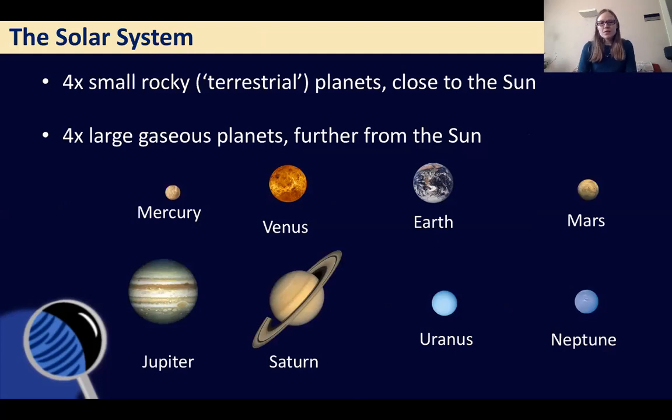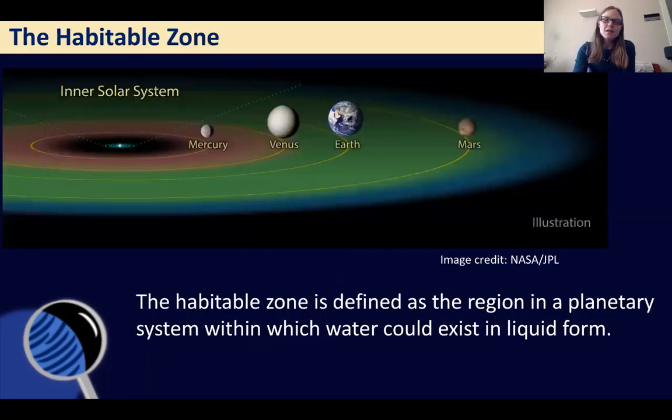Now, we could infer certain other things from looking at this system, one of which is that only a subset of those planets have the right conditions for water to be a liquid on the surface. Now, life as we know it seems to require liquid water to exist. So if we want to find life anywhere else in the solar system or outside it, then we need to look for those appropriate conditions.